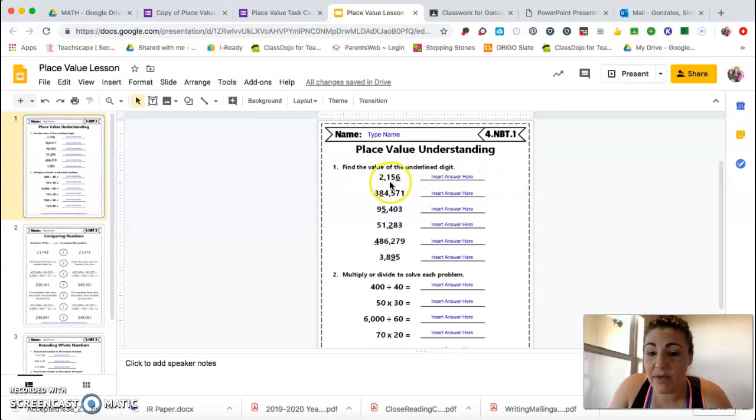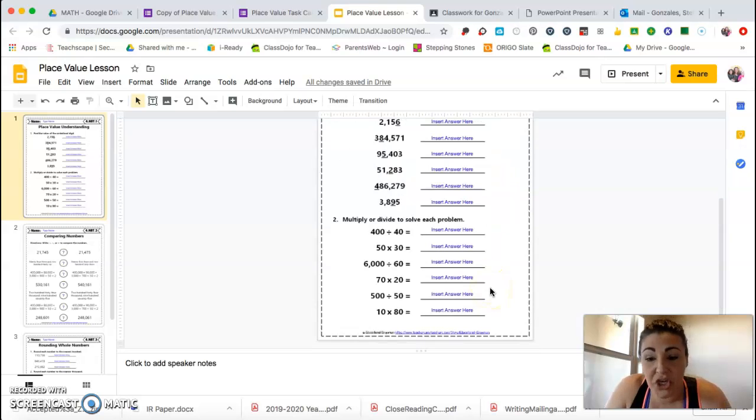If in this same number the 5 was underlined, we don't want you to write tens place, or we don't want you to write 5 tens. We want you to write the value of the digit. So you would write 50, like 50, okay? 50. So the value of each underlined place value or digit.